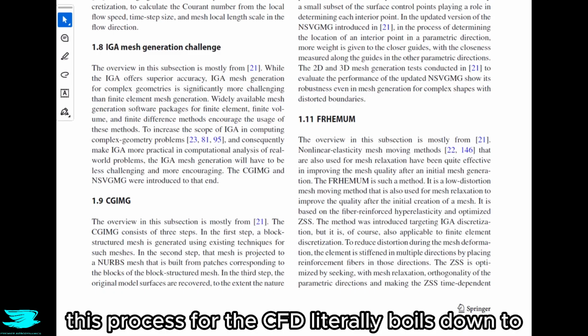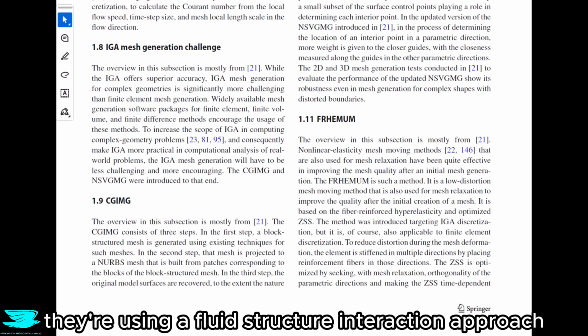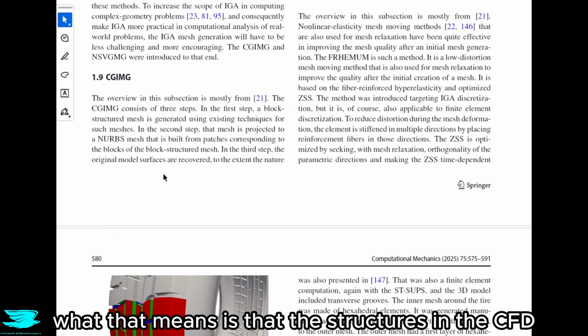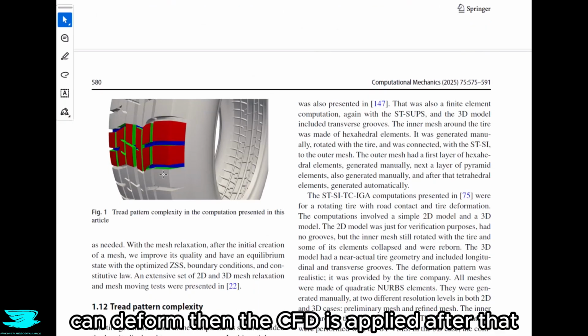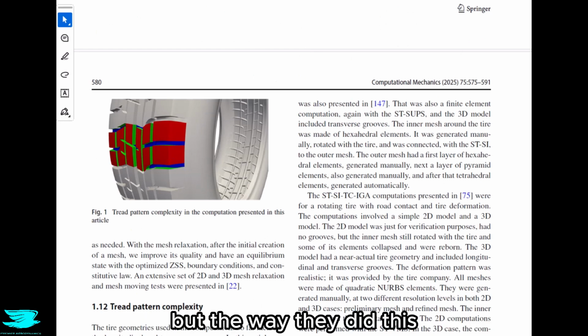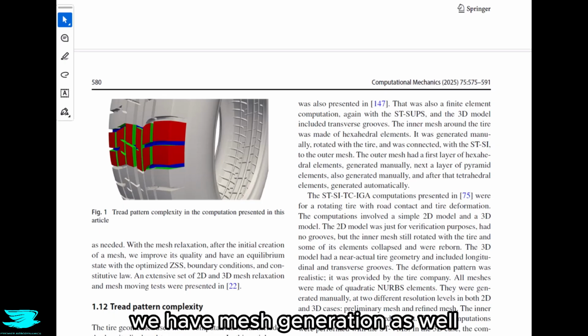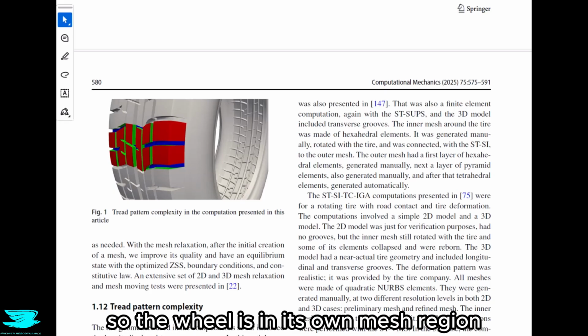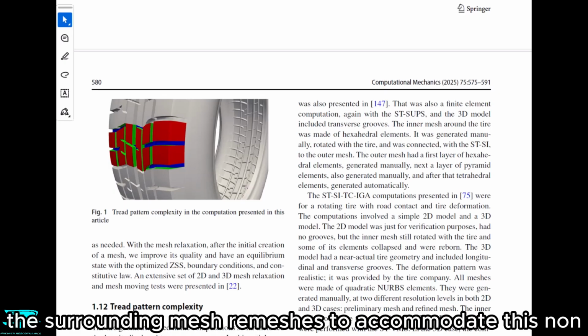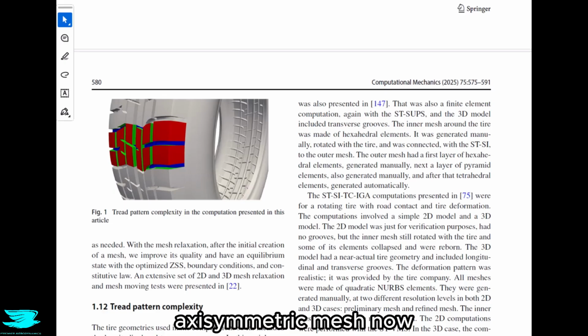But from what I understood, this process for the CFD literally boils down to, first of all, they're using a fluid structure interaction approach. What that means is that the structures in the CFD can deform, and then the CFD is applied after that. So the deformation is taken into account through FEA. But the way they did this fluid structure interaction process is effectively a sliding mesh where we have mesh generation as well. The wheel is in its own mesh region and it can deform its mesh too. Then as it rotates, the surrounding mesh remeshes to accommodate this non-axisymmetric mesh now. Then the simulation process progresses through this process each time step.